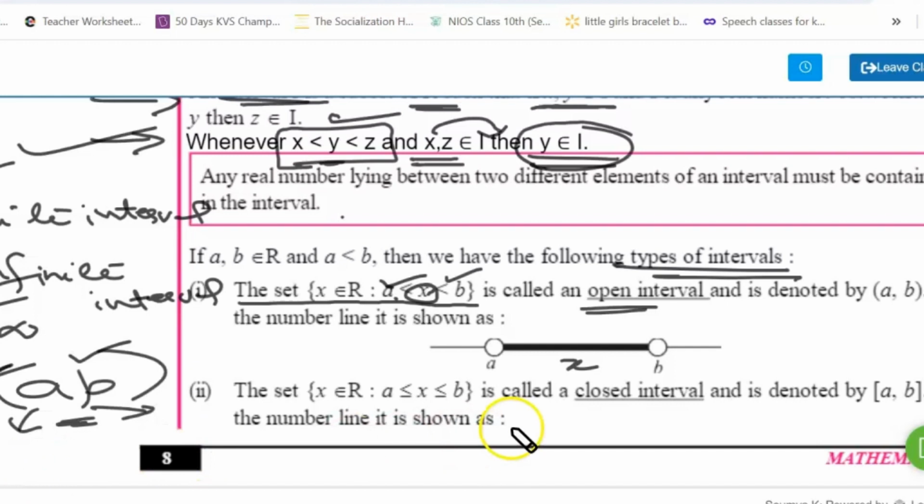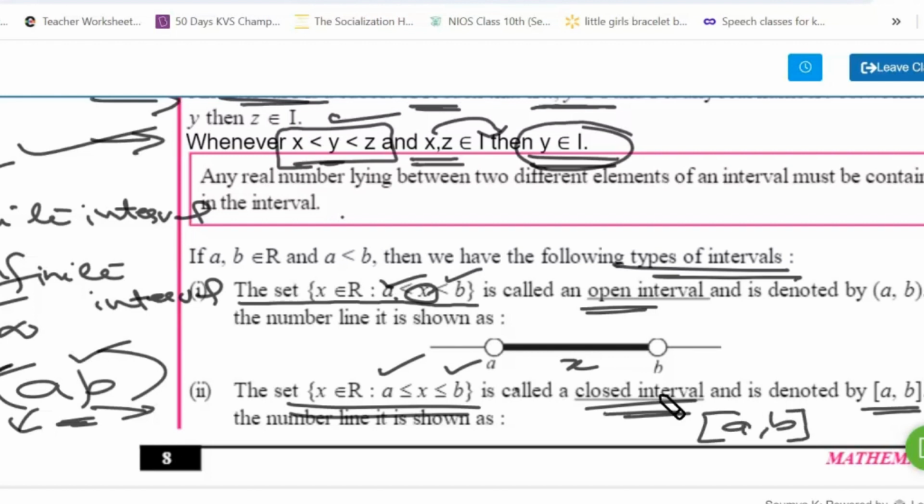The next type is the closed interval. In this case this is the condition that is being followed. So for a and b, we use less than or equal to, and here also you can see less than or equal to is used. In this case this kind of notation is used, a comma b, and this is a closed interval. That means a is also included, b is also included, as you can see in this case.